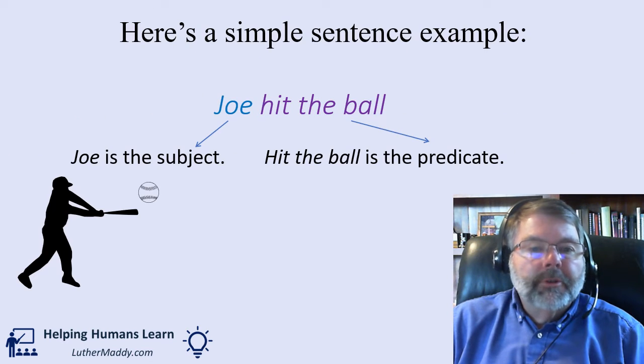Here's a very basic, simple sentence. Joe hit the ball. In this case, Joe is the subject. Hit the ball is the predicate. So the subject is who or what, and the predicate is what's happening. In this case, hit the ball.